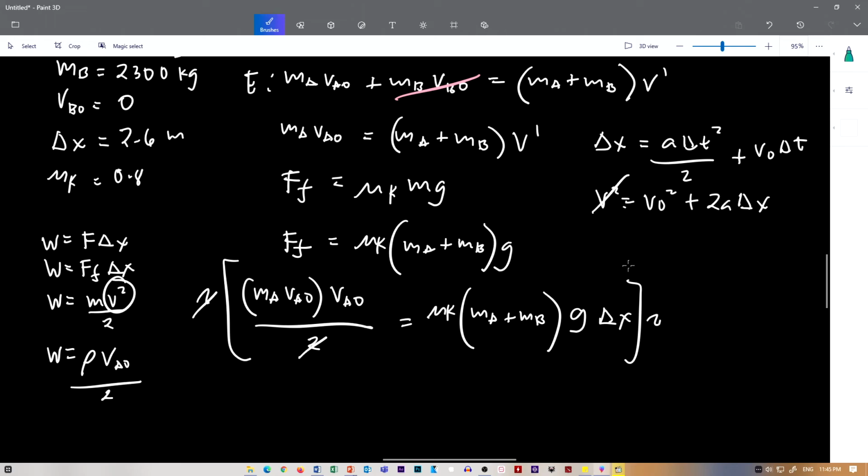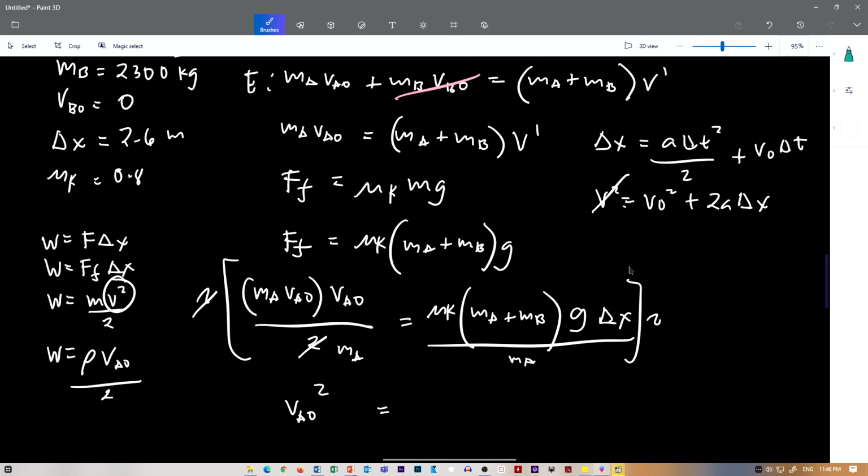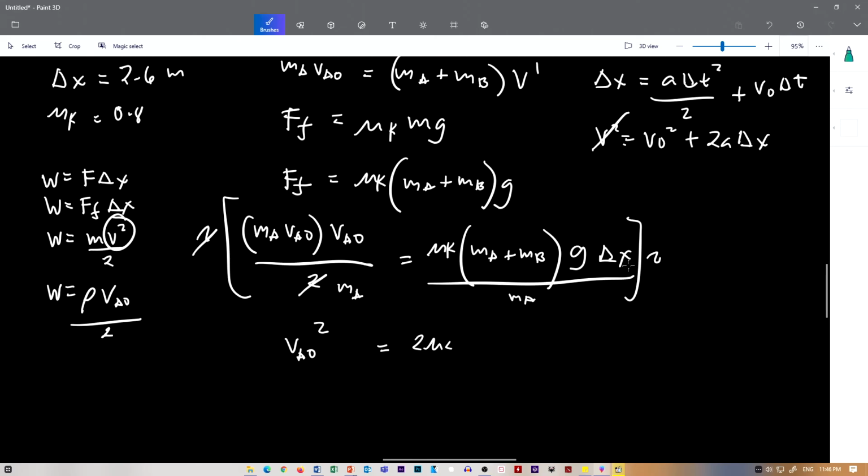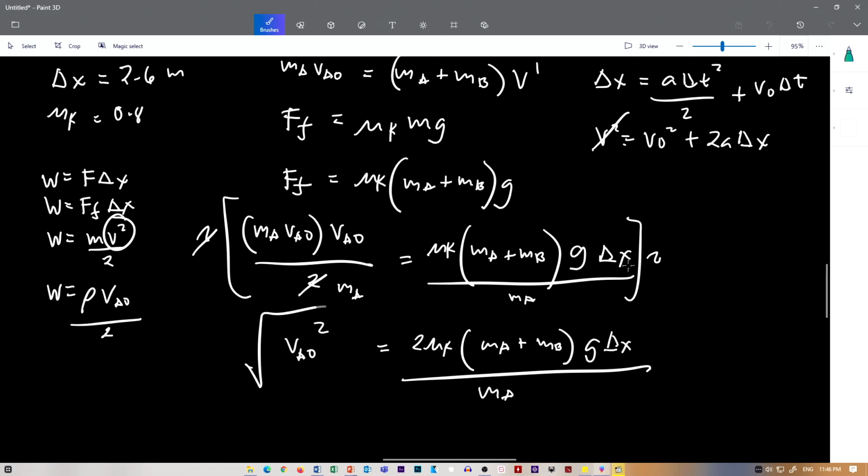So, and then next that we can do is divide both sides by m sub a. Okay, so let's do it here as well. So in that case, we're just going to have v sub a sub 0 squared on the other side is equal to, so just copy everything else here. So this will become 2 mu sub k multiplied by m sub a plus m sub b multiplied by g delta x divided by m sub a. And finally, of course, you just square root both sides, then you cancel this.